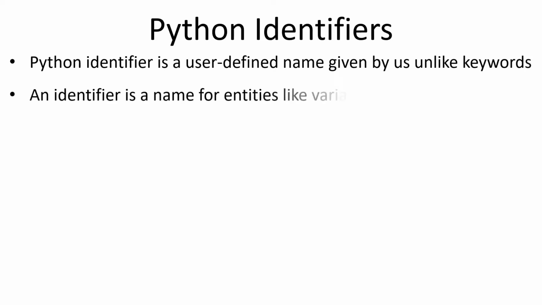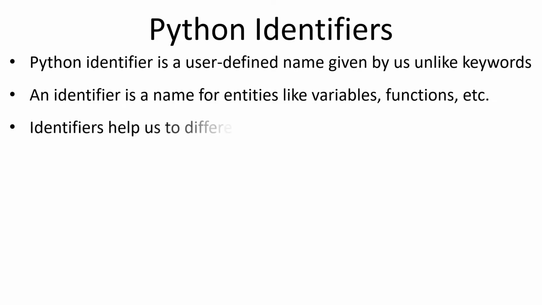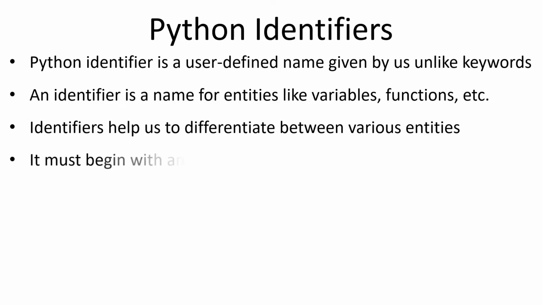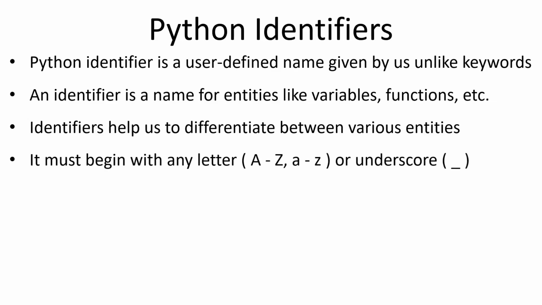A Python identifier is any user-defined name given by programmers, while keywords are predefined. In other words, an identifier is a name given to entities like variables, functions, classes, and so on. Different entities must have different identifier names, which help us differentiate one entity from another.